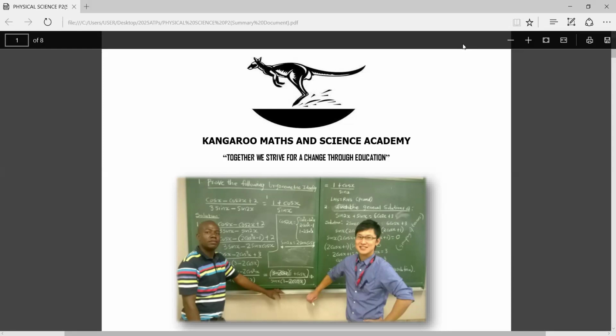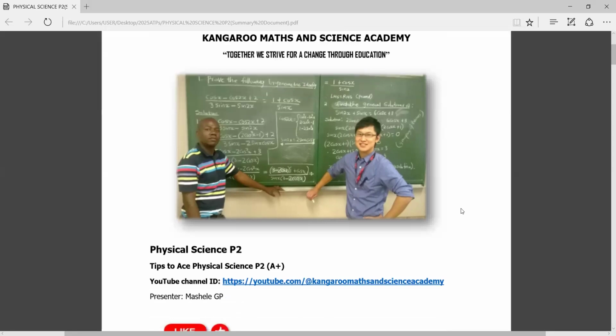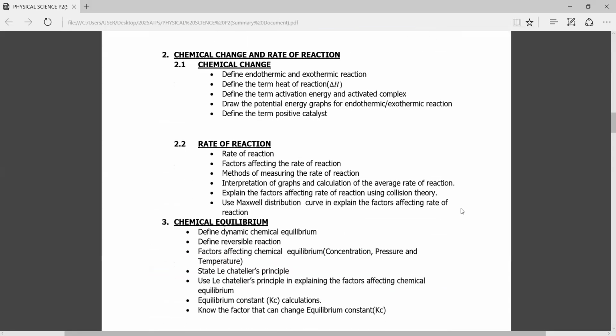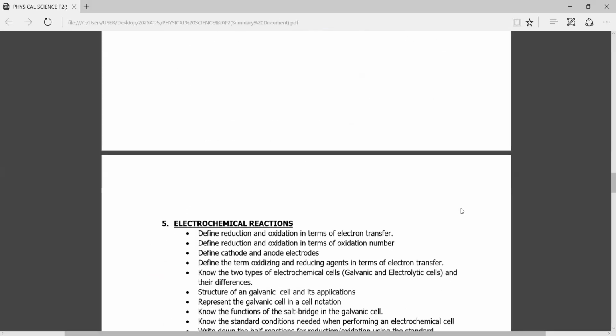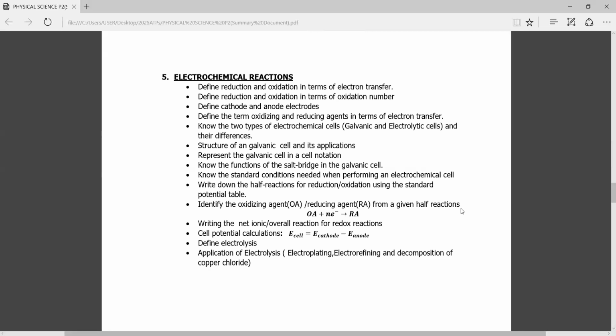Ladies and gentlemen, I want to take you through a Physical Sciences Paper 2 topic, particularly electrochemical reactions. This is the topic that I will address. However, I'm not going to go through all of it at once, so I'll do it in sections. Without wasting time, you need to be able to understand the following concepts under electrochemical reactions.